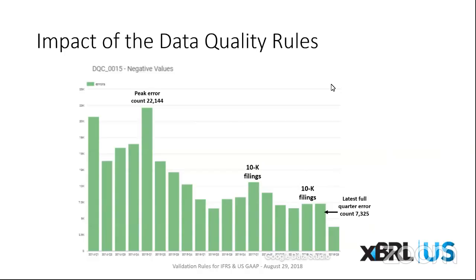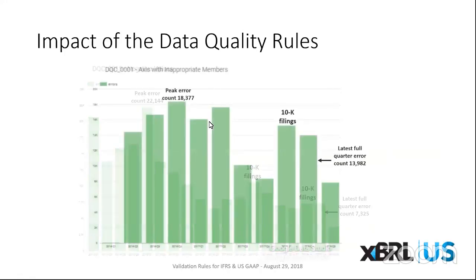Long story short on this slide, yes, the rules are working. They have substantially reduced errors for those things that they do apply to. Let's go to the next slide, which is a different rule, but another graph as well. And the next slide will show you the inappropriate access member combinations.